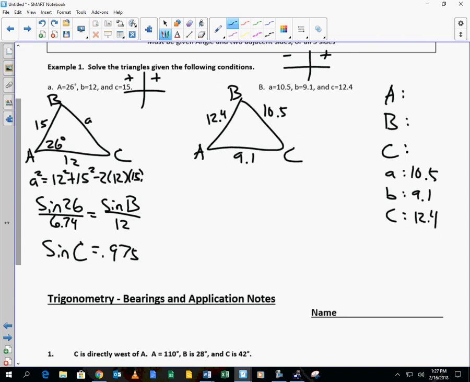If cosine comes out to be negative, it's an obtuse angle. If cosine comes out to be positive, it's an acute. Did I say that backwards? If cosine comes out to be negative, it's obtuse. If cosine comes out to be positive, it's acute. If there's an obtuse angle here, which one is it? C. Let's use the law of cosines to solve for angle C. 12.4 squared is equal to 9.1 squared plus 10.5 squared minus 2 times 9.1 times 10.5 times the cosine of C.